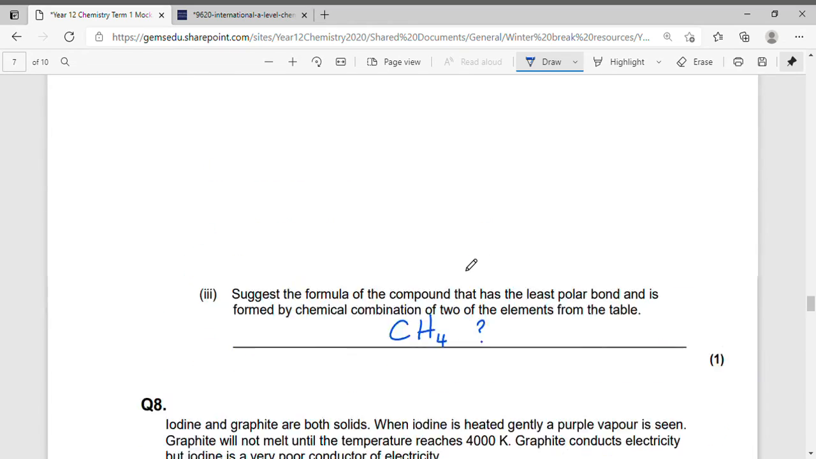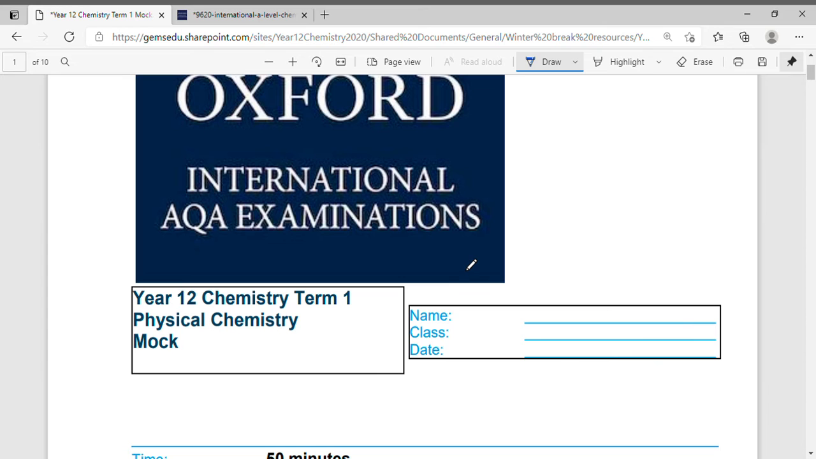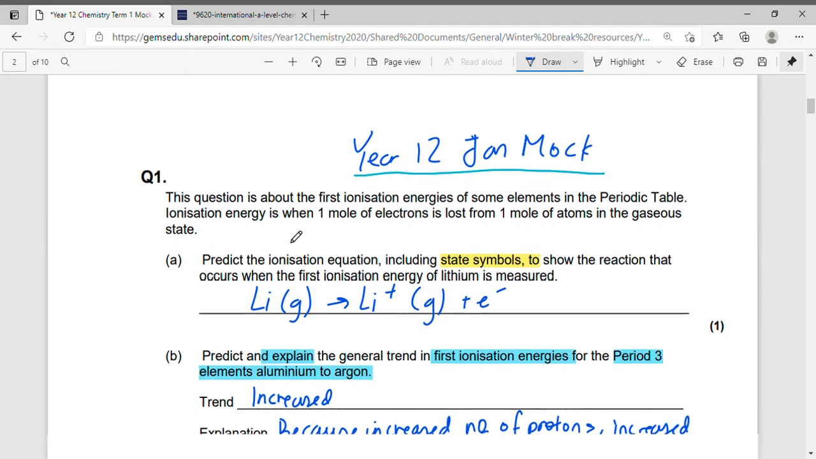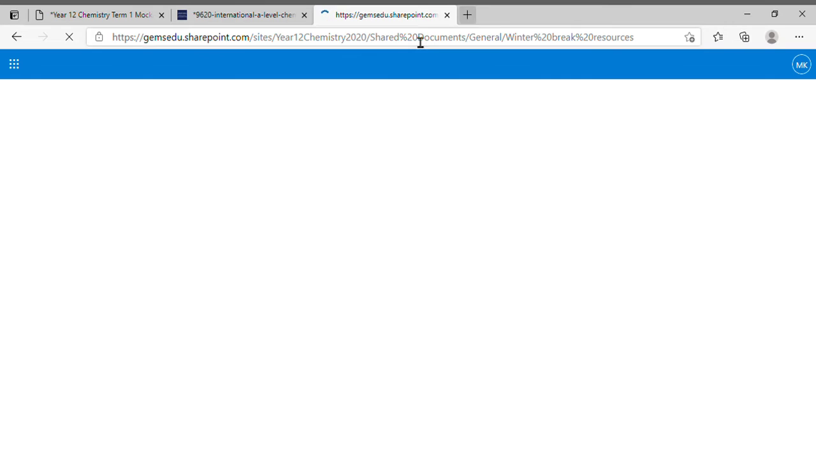I'm going to self-assess now. Let's go. In fact, let me write my name. And 12, 14, 4, 21. So that's our physical chemistry mock. I'm just going to open the mark scheme in Edge here.